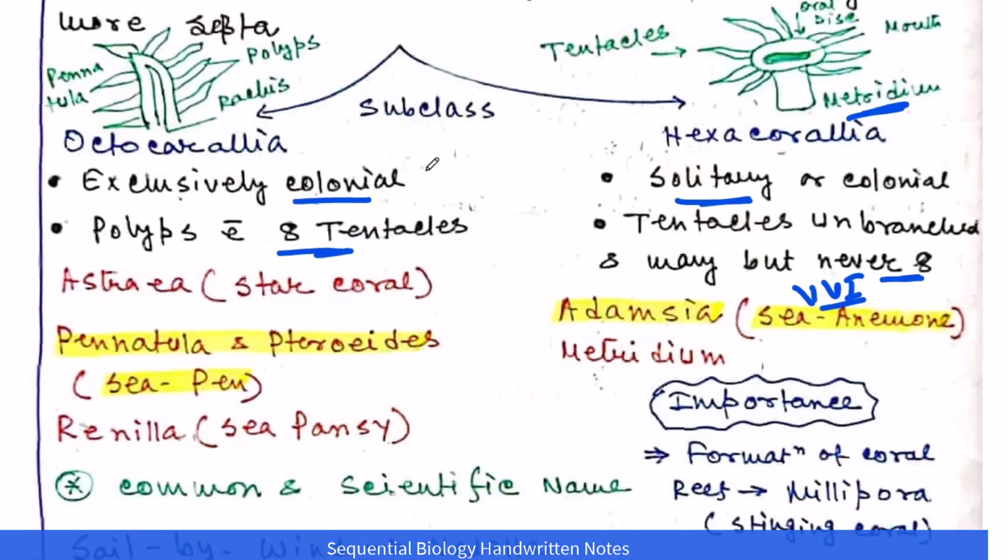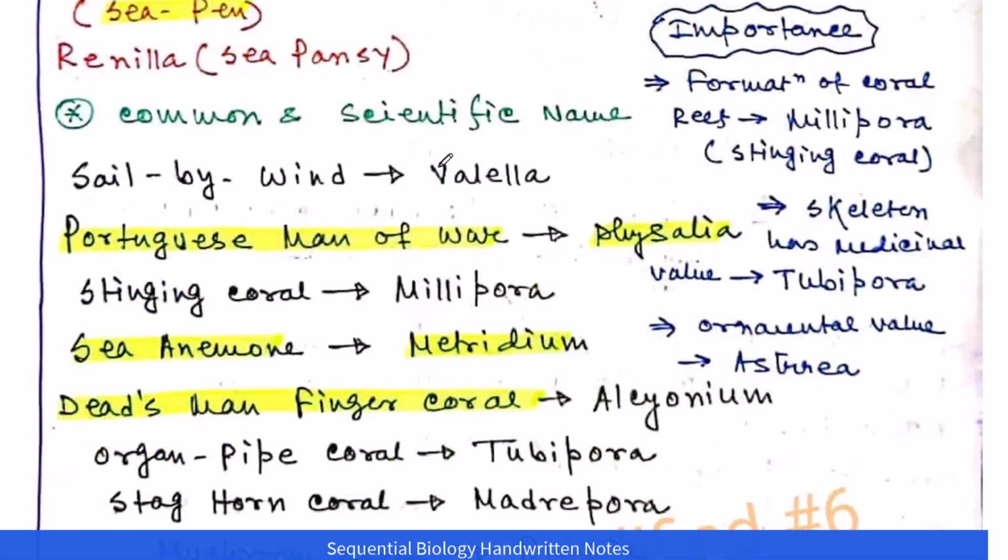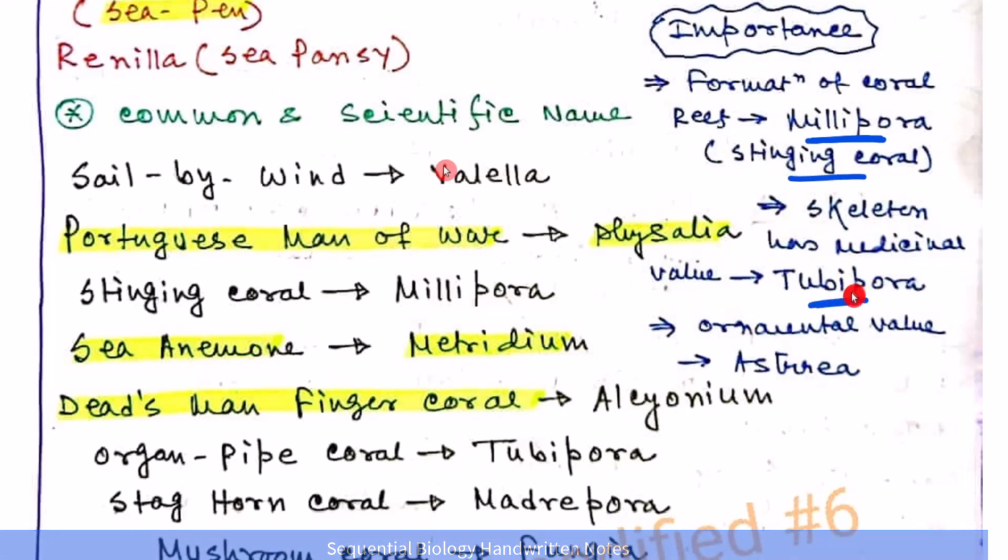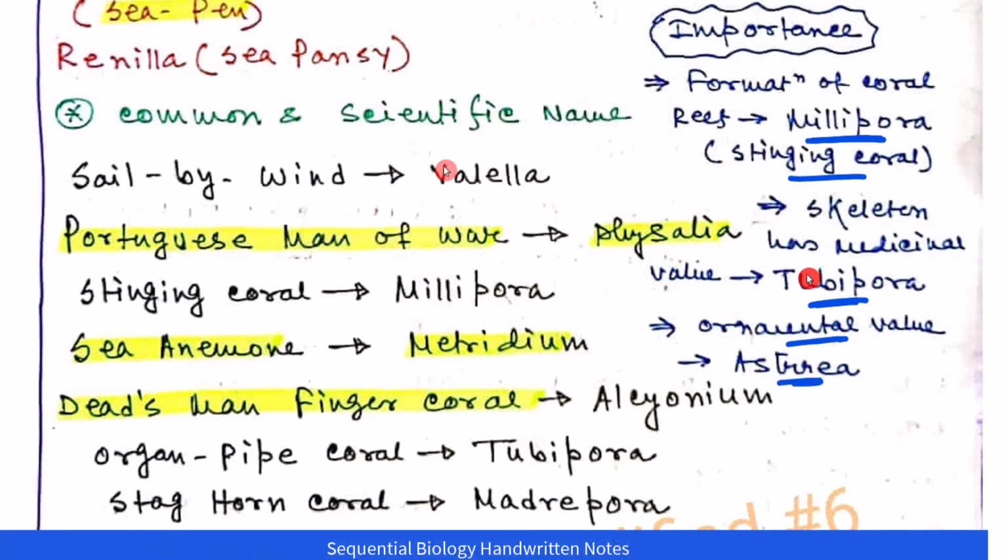And now we will see a few important features. Formation of the coral reef. Which group forms the coral reef? Millepora. Millepora is the stinging coral, and the skeleton has medicinal value. Tubipora: the skeleton of Tubipora has medicinal and ornamental value, and Astraea also forms the coral reef. Now the common and scientific names of a few species of this phylum.